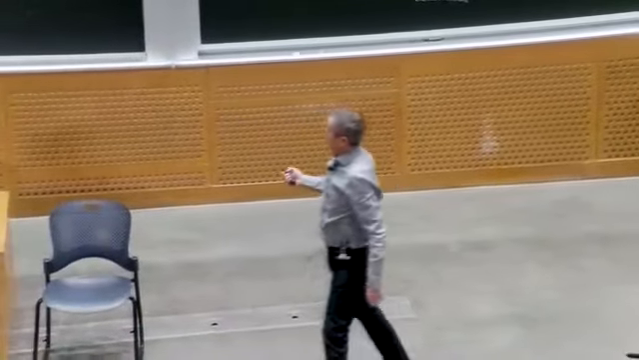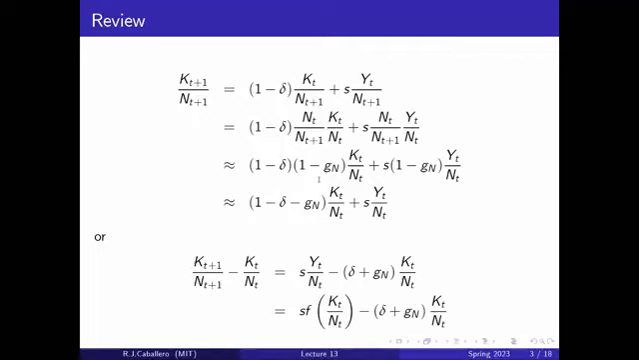So to repeat, if this guy is very large, then I need a lot of investment here to make this thing equal to 0, so the capital stock per person is not declining. That's the idea. Okay?